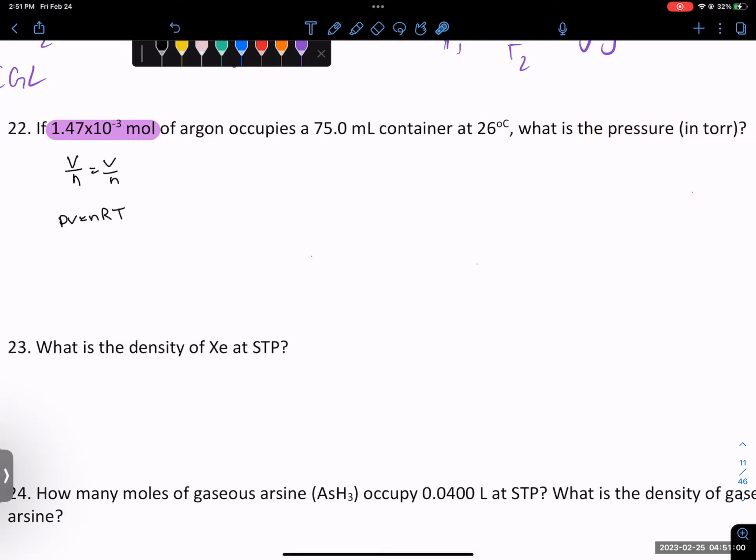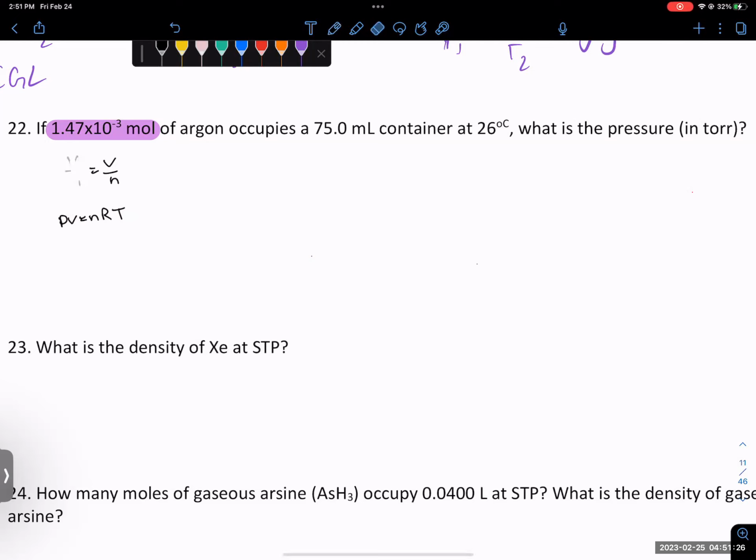Avogadro's doesn't utilize pressure. So how are we going to solve for pressure if we don't have either of these? And also, it's not changing. It's not like the system is changing, in which case you would use V1, N1 over V2, N2, right? Something like that. So clearly we need to use PV equals nRT, and we're solving for pressure.